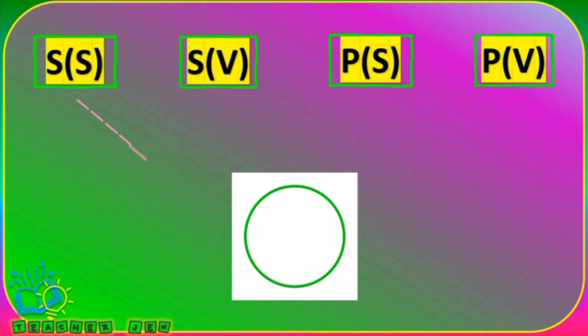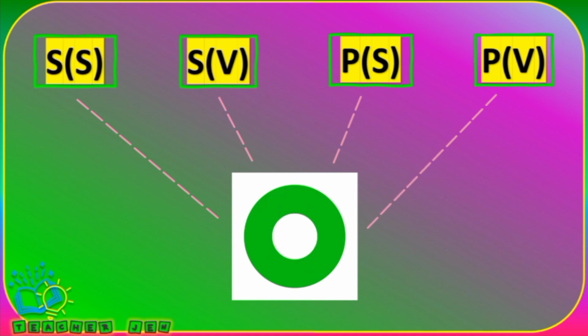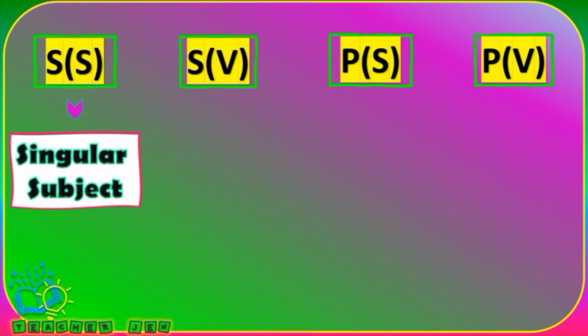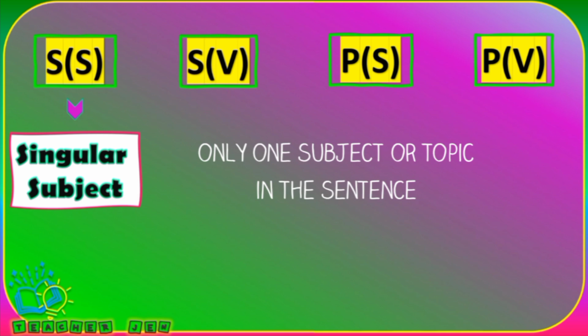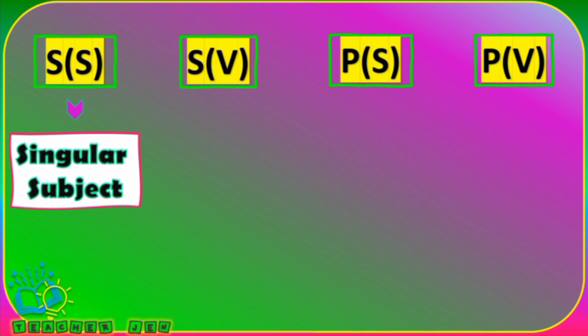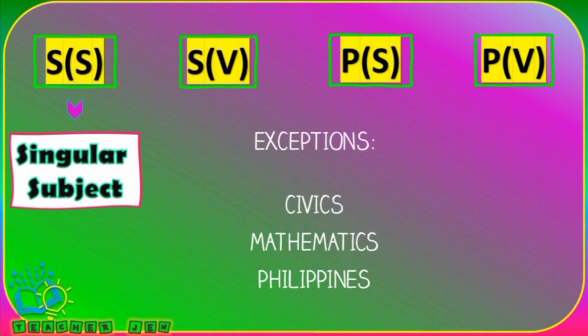Let's study what SS, SV, PS, or PV are. The first one is SS. It stands for singular subject. It means that there is only one subject or topic in the sentence. Most of the time, the singular subject has no S, except for civics, mathematics, and Philippines, because they are always spelled with an S at the end.